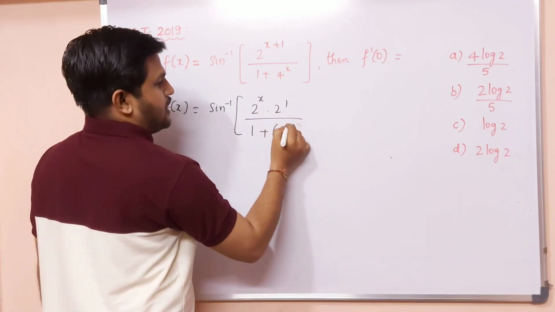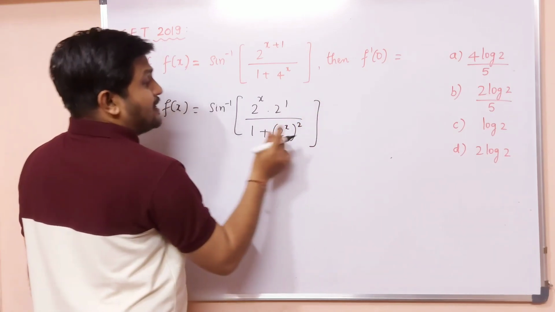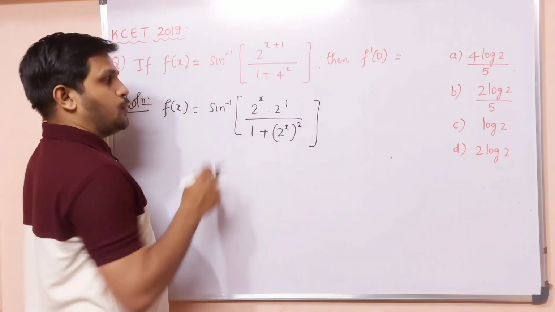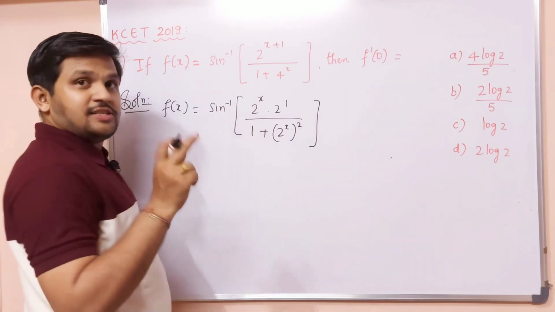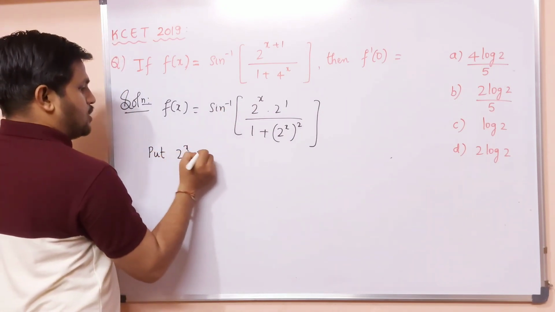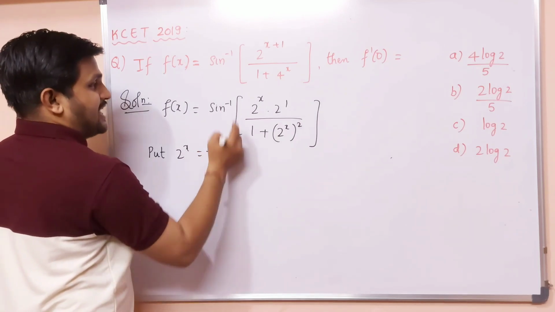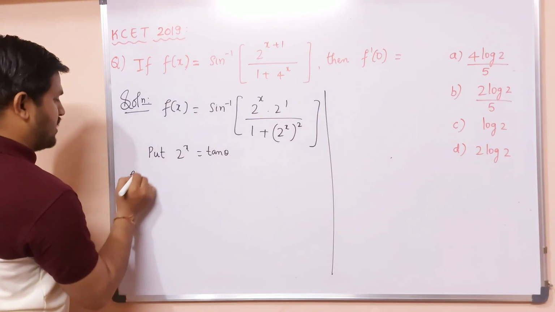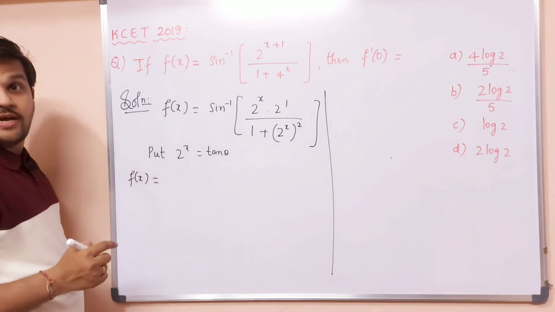I'll write here as 2 power x whole power 2, because by looking at this we can tell what substitution we need to take for 2 power x. So 2 power x is equal to tan theta, so put 2 power x equal to tan theta. Why? Because you look at the next step, you will get the solution of that. So what is f of x?